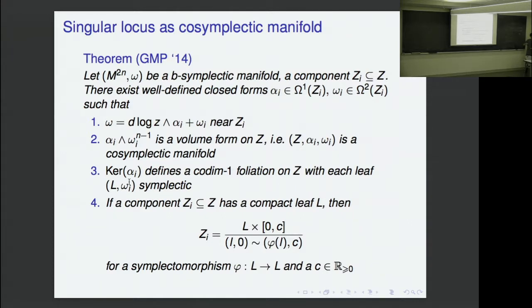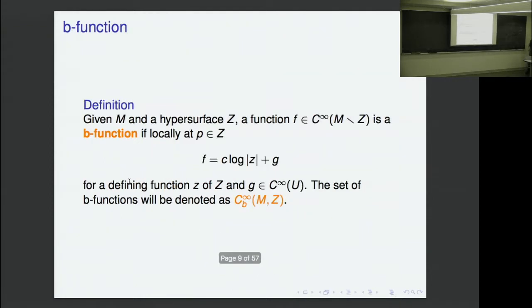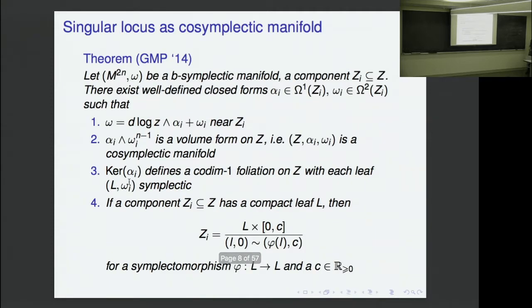Right, I'll omit some technical details, but this is the thing that I want to use. And from now, I'm going to assume that those leaves are compact, so that we will have this mapping torus structure on the singular locus. And because of this log function, later on, if we want to do the Hamiltonian geometry and define the moment map, then we have to allow the log singularity to be part of our consideration of the functions.